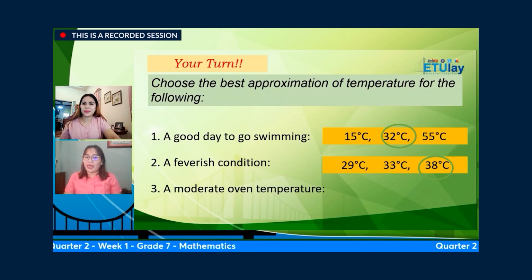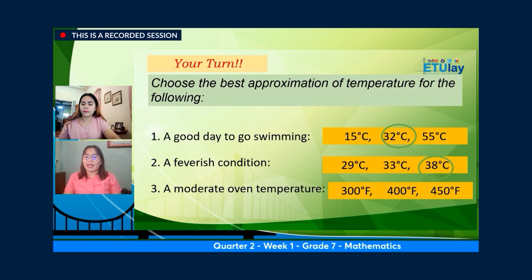For number 3, a moderate oven temperature. We have 300 degrees Fahrenheit, 400 degrees Fahrenheit, or 450 degrees Fahrenheit. What would be the answer? What do you think? Yes, the answer is 300 Fahrenheit.